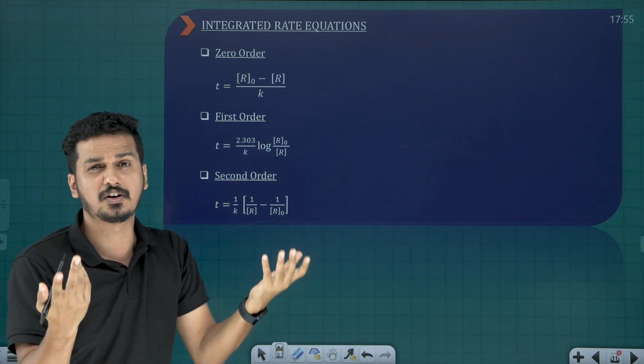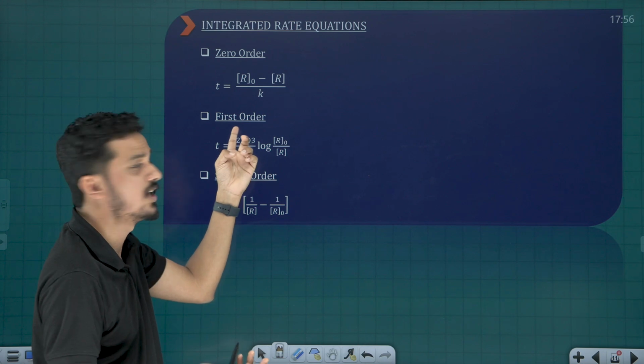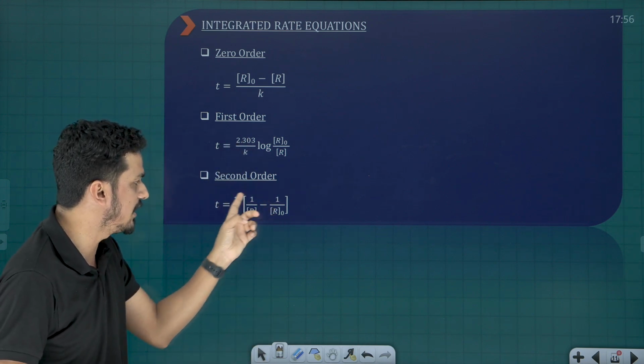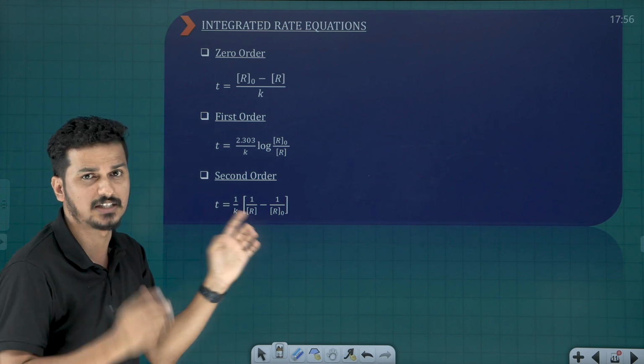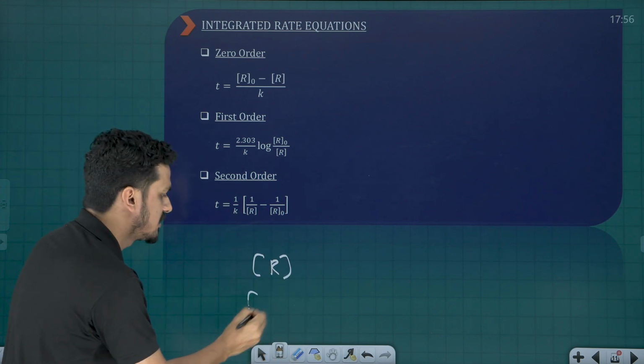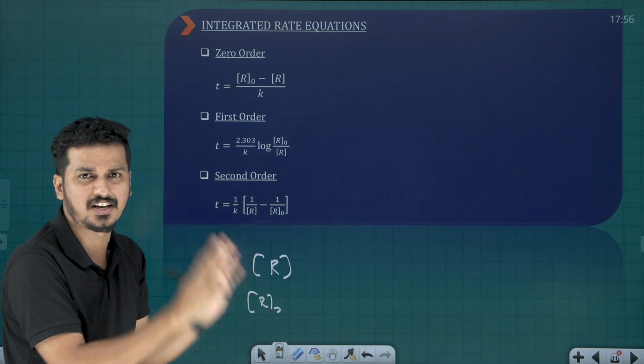Then all nuclear reactions are what kind of reaction? First order reaction, that you learned. Then second order: T equals 1 by K into 1 by R minus 1 by R0. That R in 1 by R means the final concentration, and R0 means the initial concentration. That idea you have to keep in mind.